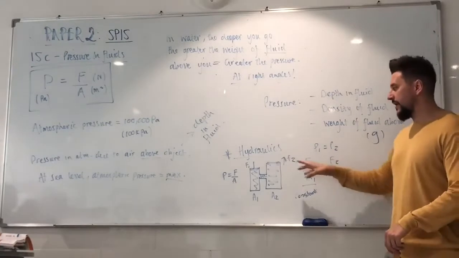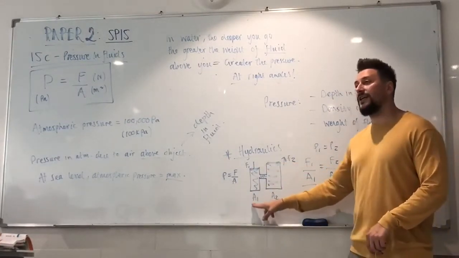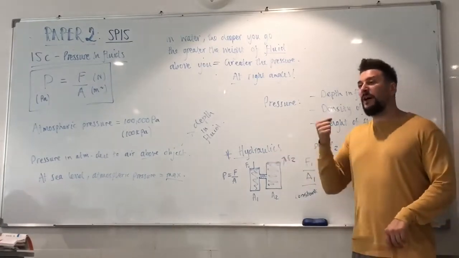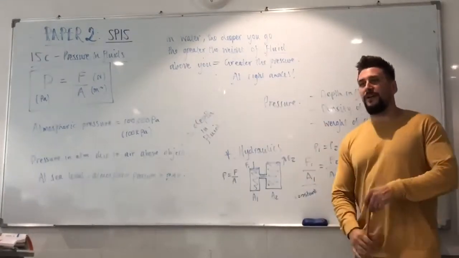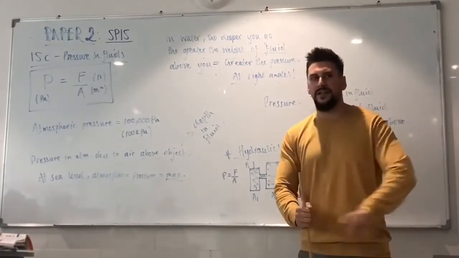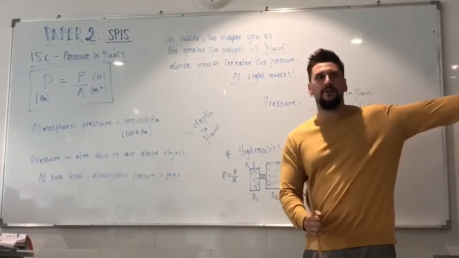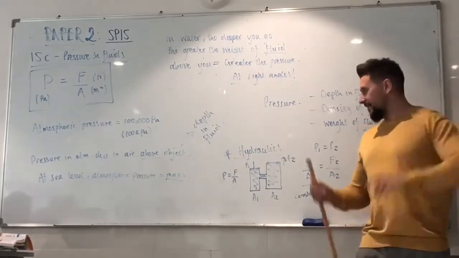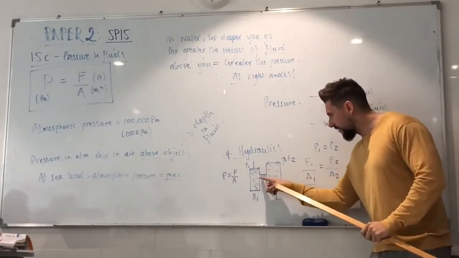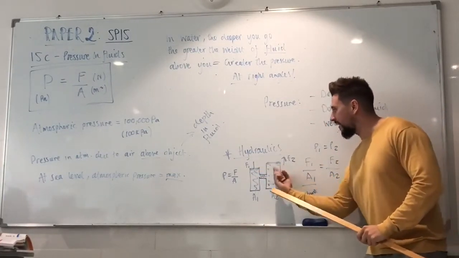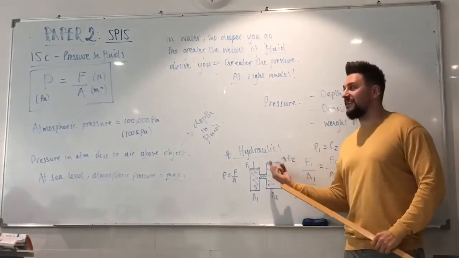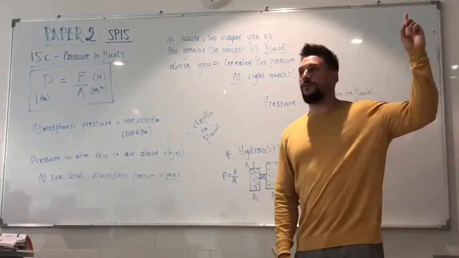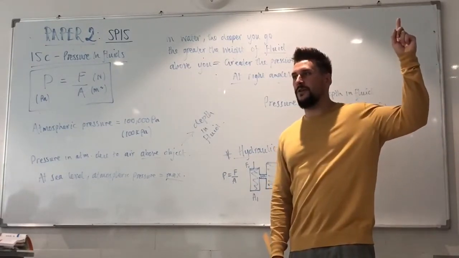P1 equals P2. If I have a small area here, I apply a force myself, I push down on a piston. If I push down on this piston and it's connected by the fluid to a piston over here, that's going to go up. If I push down here, it's going to transfer the force through the fluid, and the fluid here will push, let's say, the lid. It will push the lid up. So I push down, and the fluid pushes the lid up on the other side.